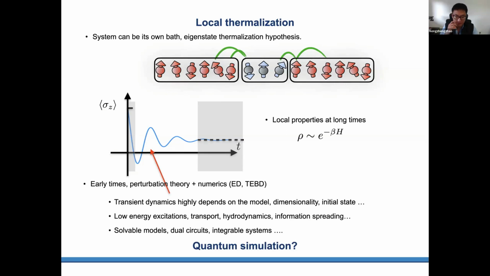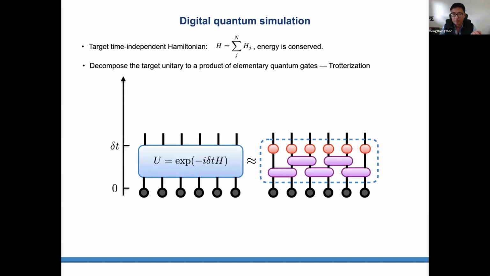So I'm quite interested in the idea of using quantum simulation to study this transient dynamics. For instance, if you can build a quantum computer or a quantum simulator to time evolve your system, you can understand this thermalization process. There are many different ways to do quantum simulation. For instance, you can do analog ones: you create cold atoms, spread them in optical lattices, and let them interact and evolve in time. But today, my main focus will be the digital ones.